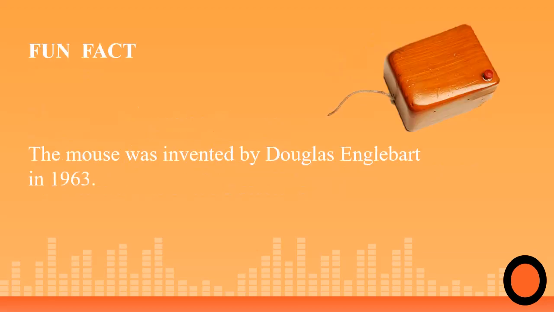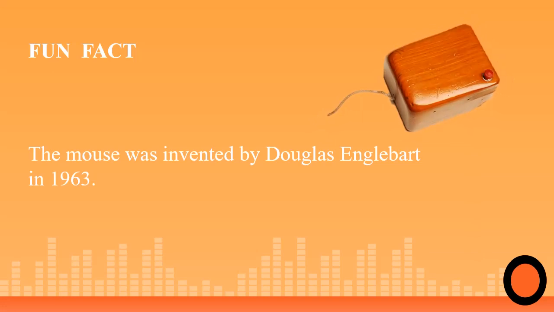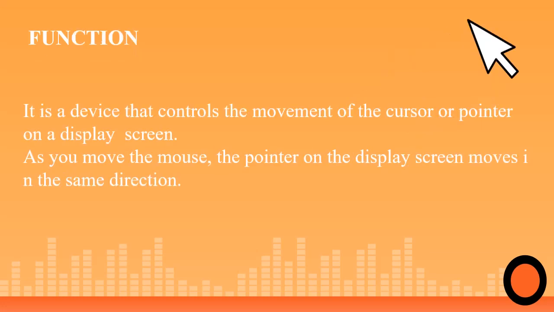Do you know a fun fact about the mouse? The mouse was invented by Douglas Engelbart in 1963, and this is what it first looked like. Quite different from the mouse which we use today, isn't it? Let us now then talk about what a mouse does. What is its function? It is a device that controls the movement of the cursor or pointer on a display screen. As you move the mouse, the pointer on the display screen moves in the same direction.